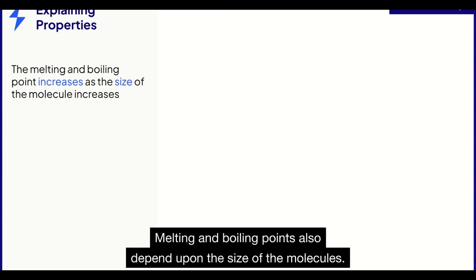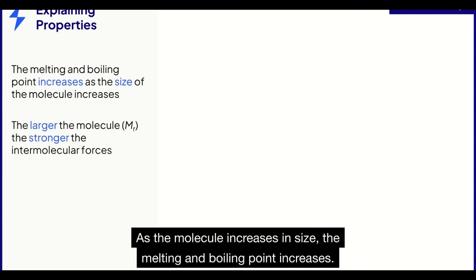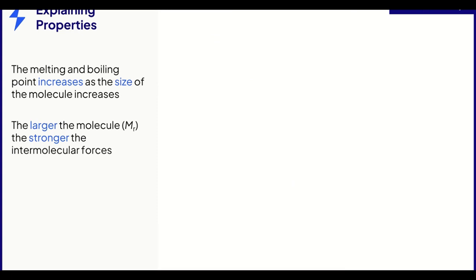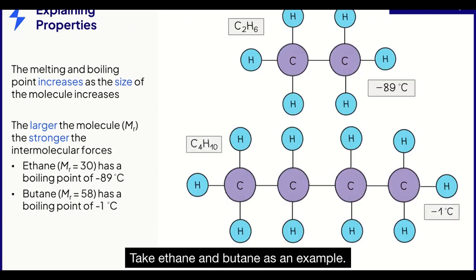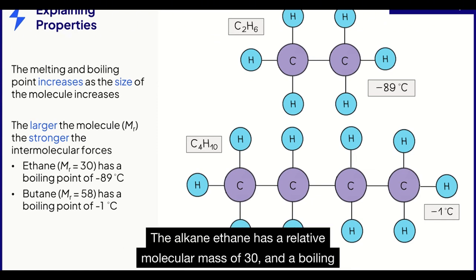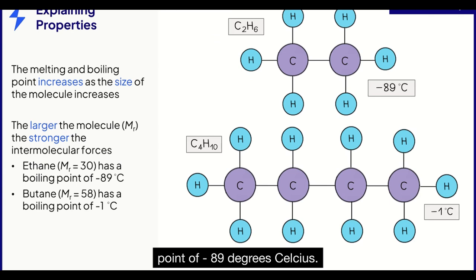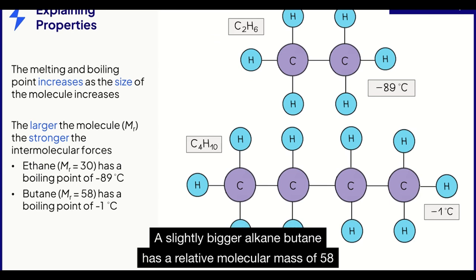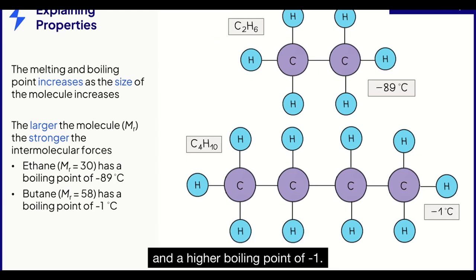Melting and boiling points also depend upon the size of the molecules. As a molecule increases in size, the melting and boiling point increases. Take ethane and butane as an example. The alkane ethane has a relative molecular mass of 30 and a boiling point of minus 89 degrees Celsius. A slightly bigger alkane butane has a relative molecular mass of 58 and a higher boiling point of minus 1.